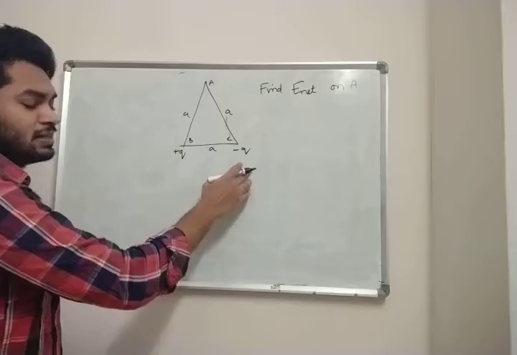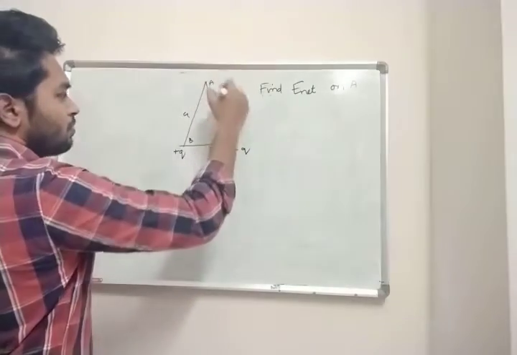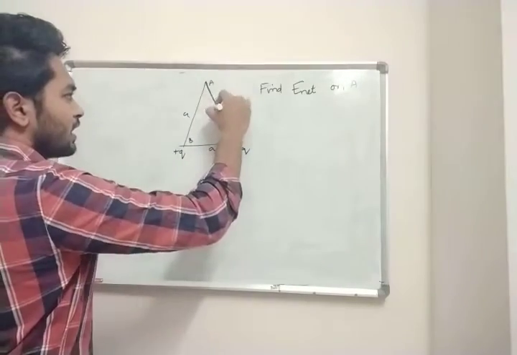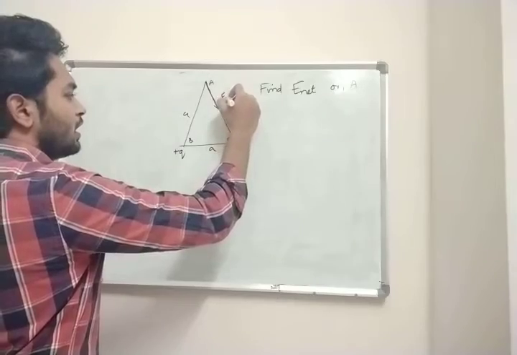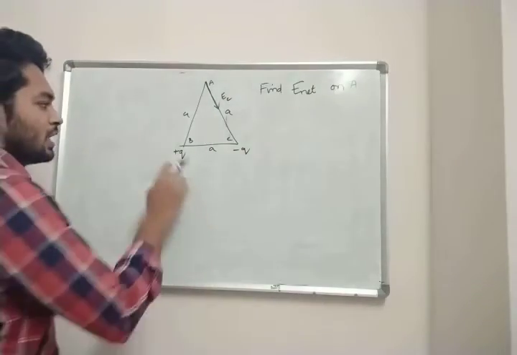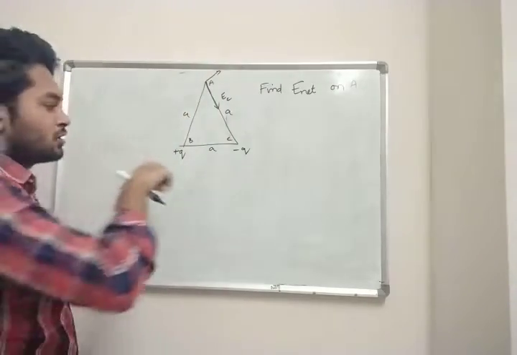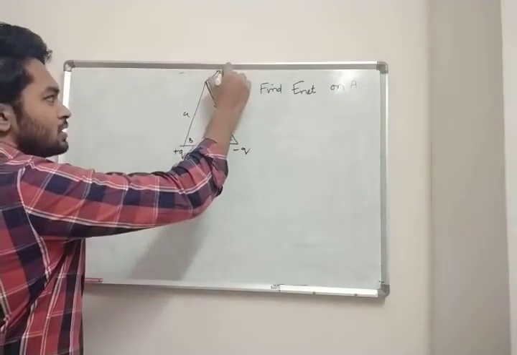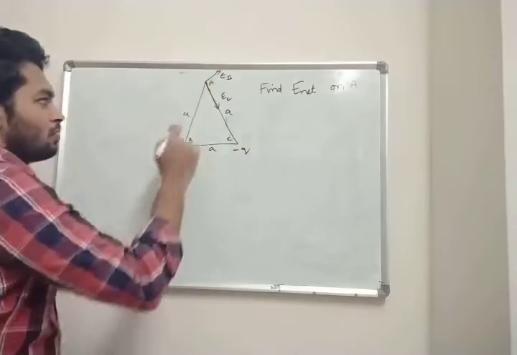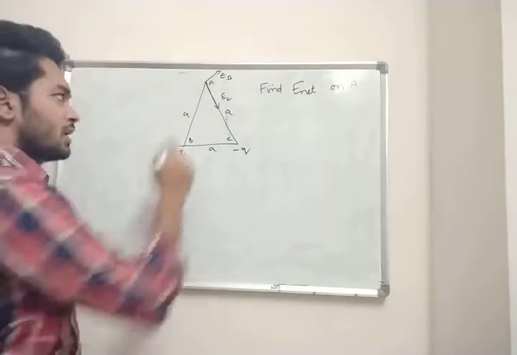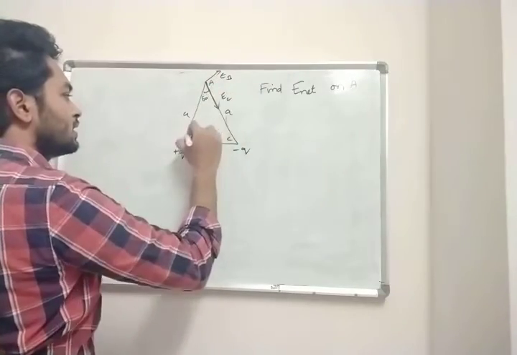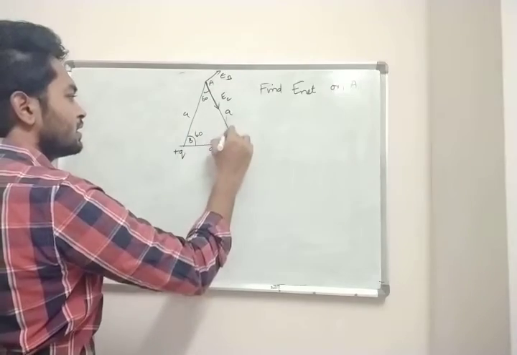This is positive and this is negative, and due to the negative charge A gets attracted, so this is EC. Due to this positive charge it gets repelled, so this is EB. Now what is the angle in an equilateral triangle? All angles are 60 degrees.